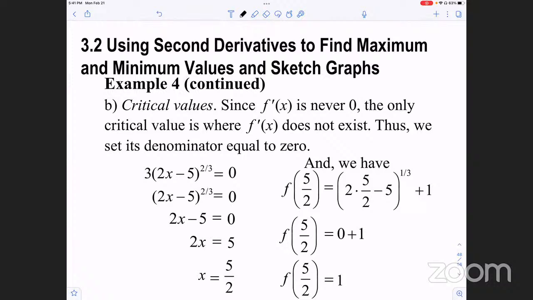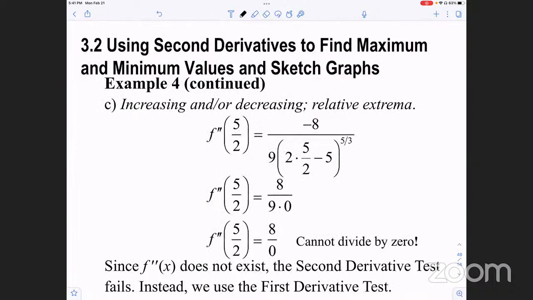And then they found the corresponding y. So then with that critical value, you take that and plug it into the second derivative, and that tells you the concavity, right? So they got it undefined. Since the second derivative does not exist, the second derivative test fails, right? We can't use it. So instead, we're going to use the first derivative test.